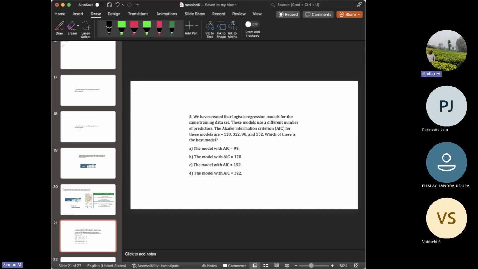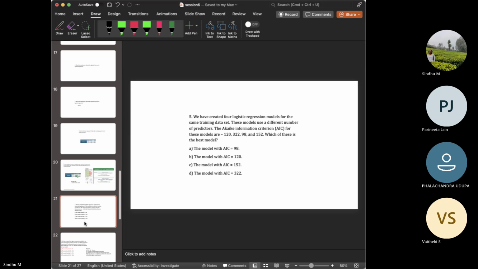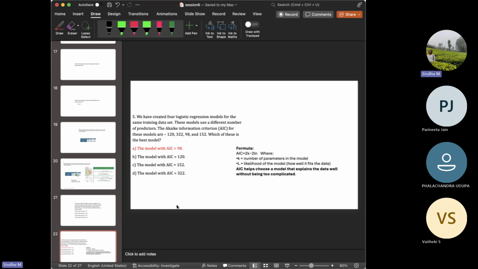Yeah, the correct answer is A. The model with AIC equals 98, because it is the lowest value. The formula for AIC is 2k minus 2 ln of the likelihood. Here k is the number of parameters in the model. So if there are more parameters, then the AIC value will be more. So it is penalizing the models which have many parameters.